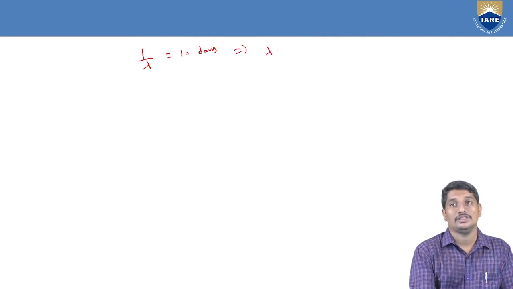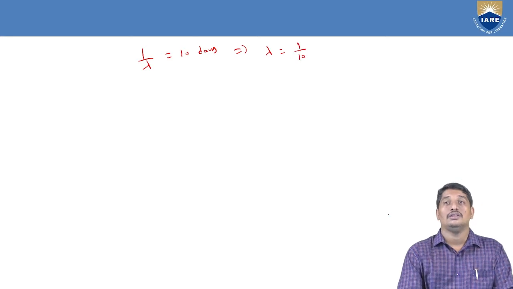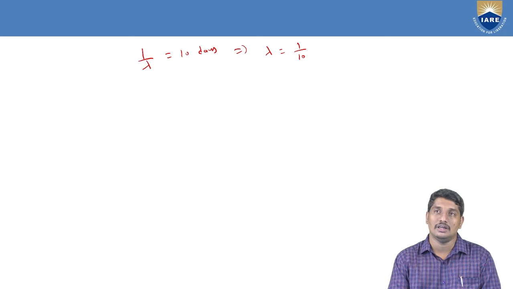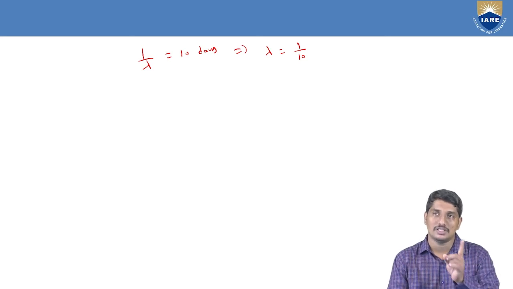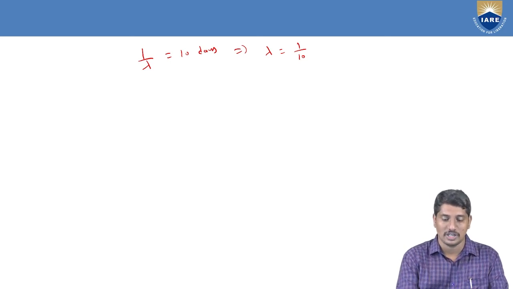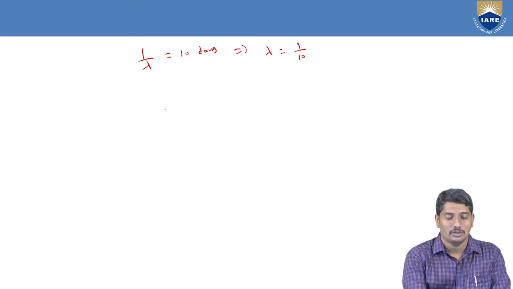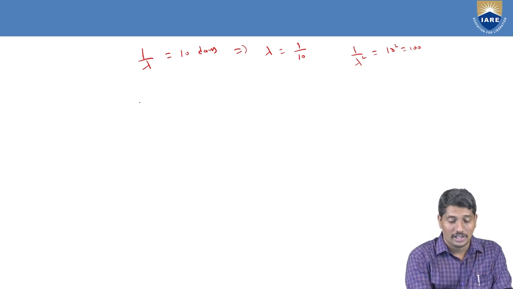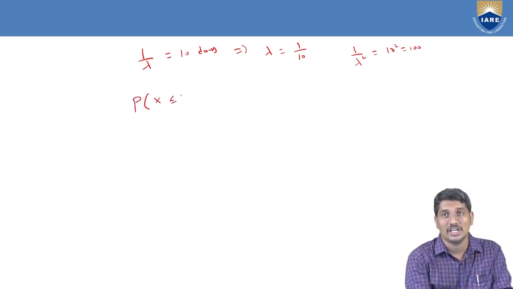That implies lambda is equal to 1 by 10. That means every day there will be 1 by 10th customer. Ten days, one customer, means every day 1 by 10th customer. You can understand it like that. Now, the variance, if you ask to calculate, will be 1 by lambda square, that is 10 square, 100.